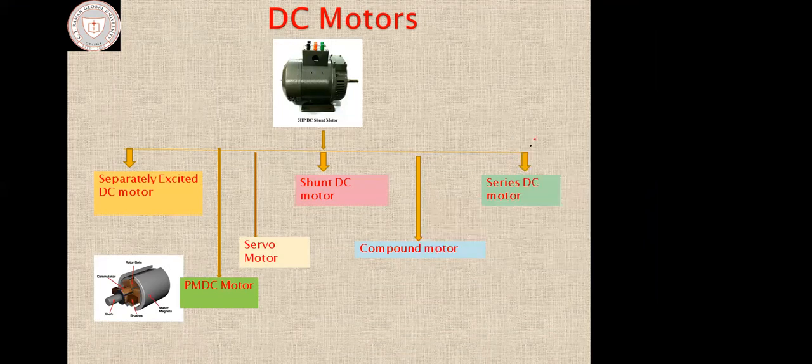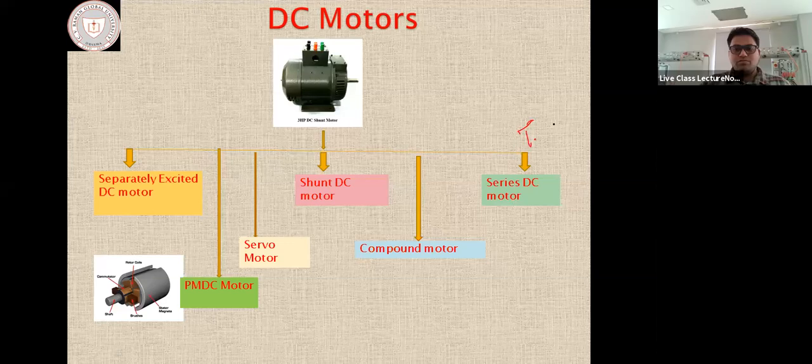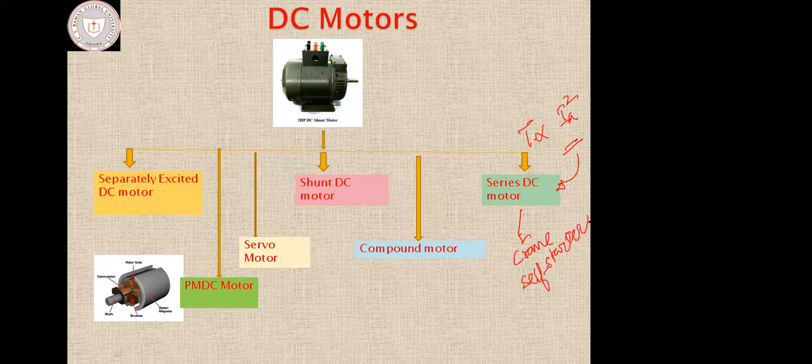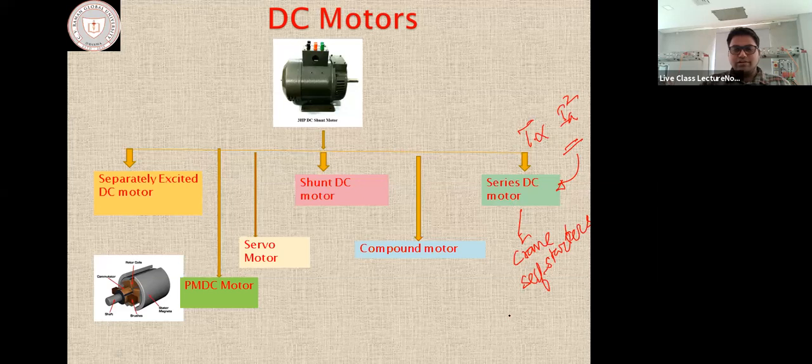So in the series motor, the torque is proportional to IA square, right? So if it is IA square, the torque is very high. So it is used in some applications like crane, like self-starters, right? Like in starting of an electric traction, right?